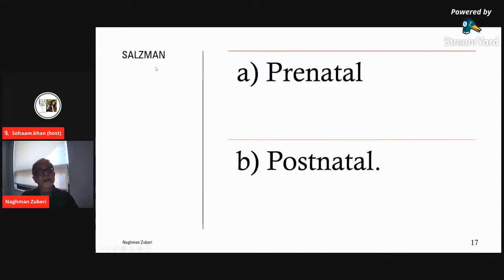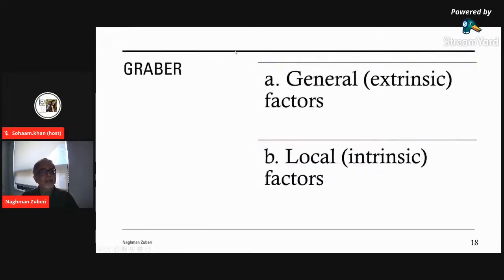Salzman broadly classified them as prenatal factors and postnatal factors. Well, Graber typified them as general, the extrinsic factors, and local, as intrinsic factors.